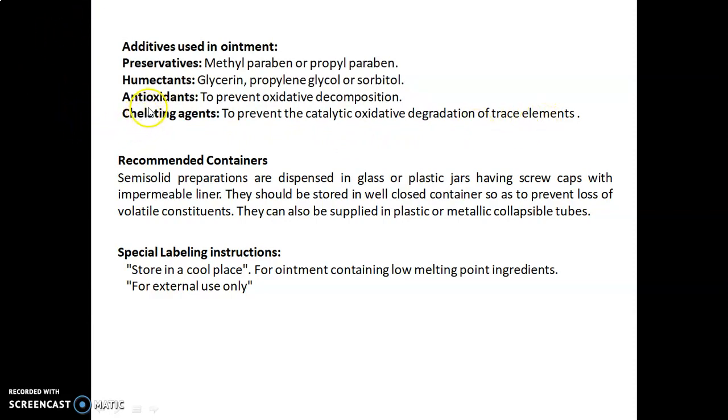So we know the examples of antioxidants are BHA, butylated hydroxyanisole, or butylated hydroxytoluene, BHT. Then in the case of chelating agent, the best example is EDTA, meaning ethylene diamine tetraacetic acid, which is the best example of a chelating agent, that is also known as the sequestering agent.